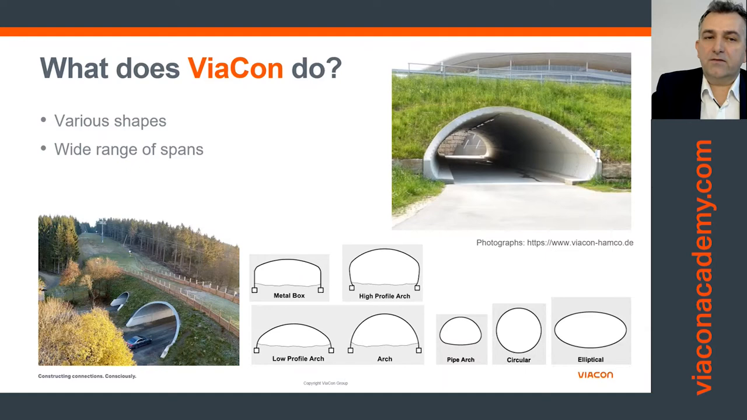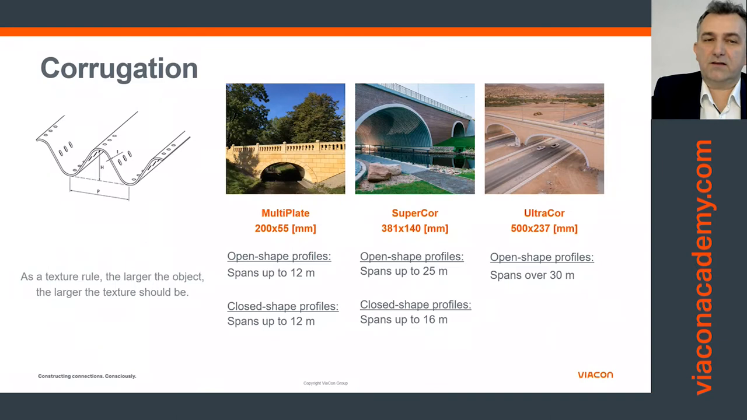We are the manufacturers of steel structures and are able to produce them in various shapes. There are open and closed profiles with a wide range of spans possible and available. Corrugation has two basic functions. First, it gives the structure bending stiffness, and second is the texture, which touches aesthetic aspects. As a texture rule, the larger the structure, the larger the texture should be.